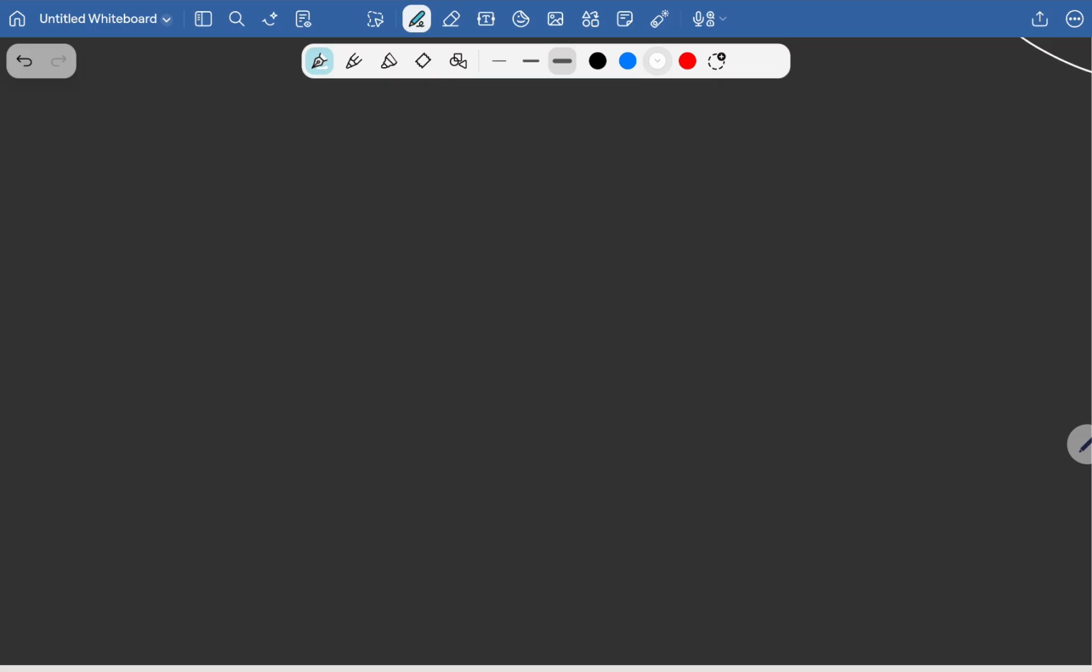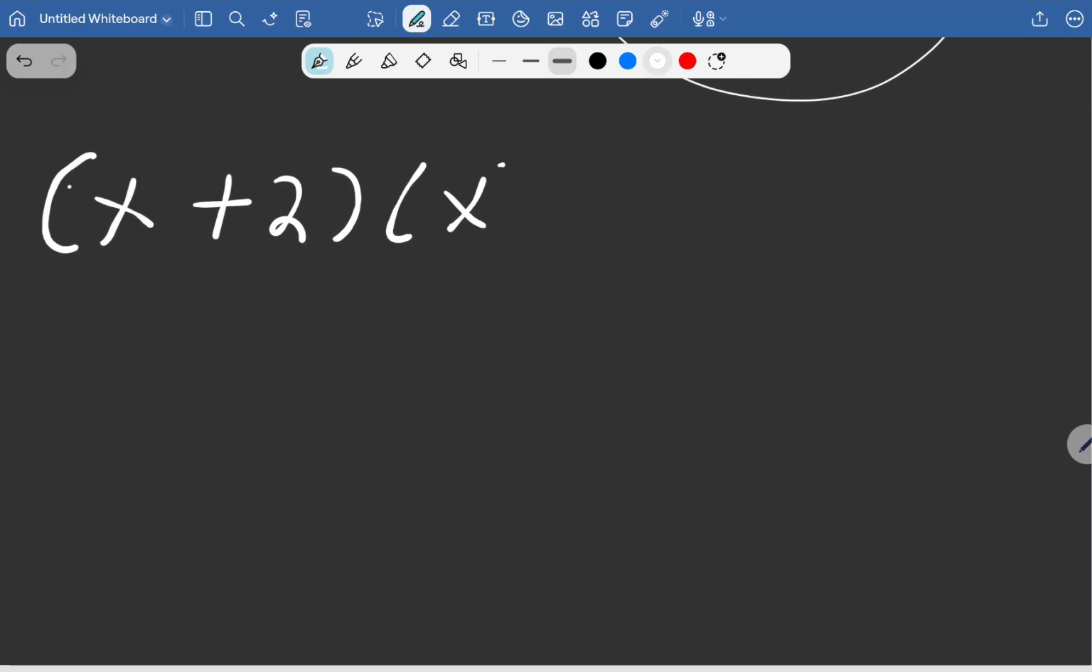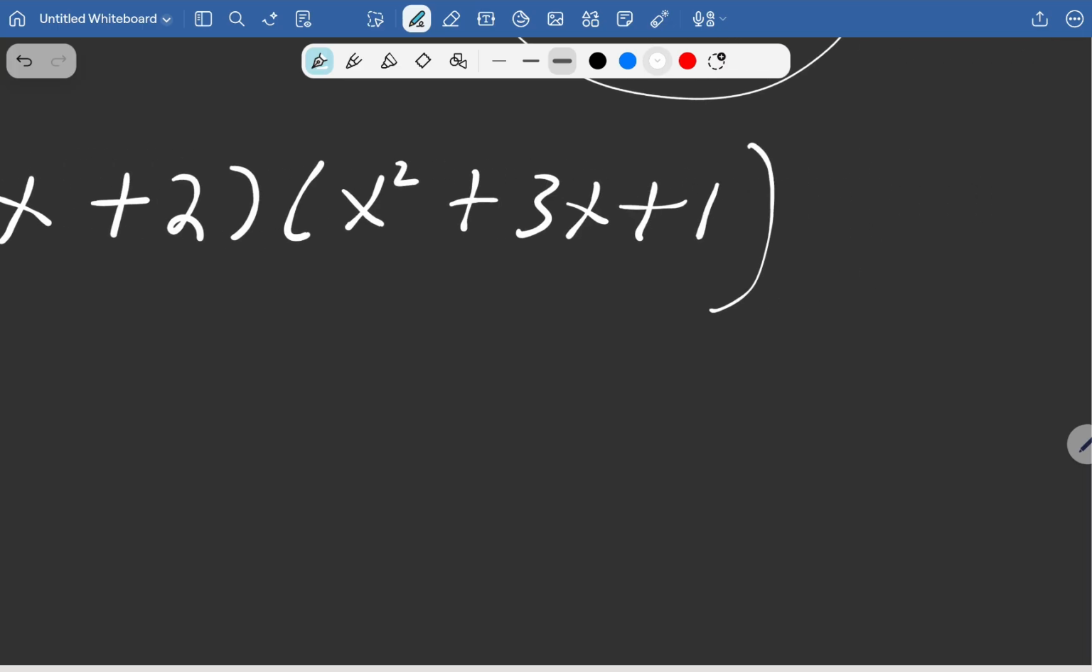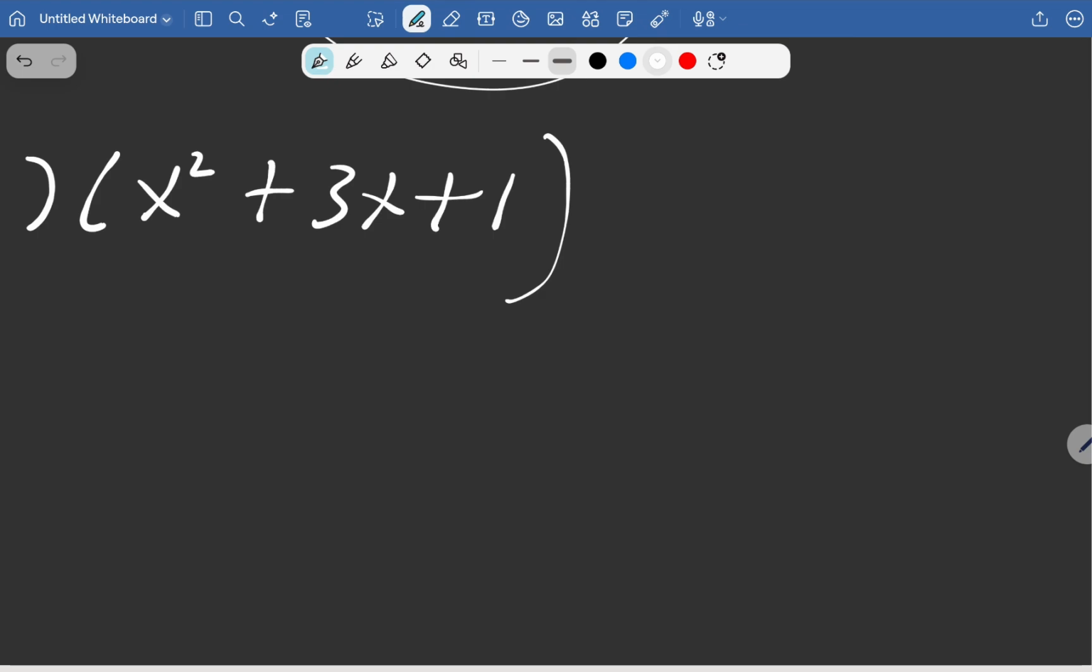So now let's do another example. It's going to be a little bit harder, a slightly bigger one. So it's (x plus 2) times (x squared plus 3x plus 1). Now we are going to multiply every term in the first polynomial by every term in the second polynomial. So we're going to do the same method.